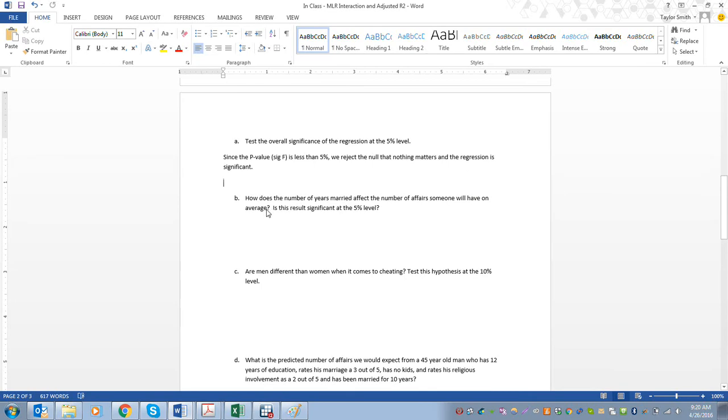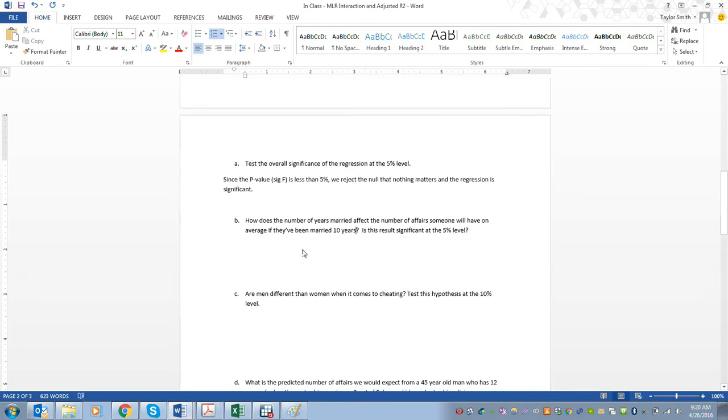Okay, how does the number of years married affect the number of affairs someone will have on average? One of the things that I mentioned in class was we needed to add in if they've been married 10 years. I forgot to add that in the other day, so we'll add that in now. How does the number of years married affect the number of affairs someone will have on average if they've been married for 10 years? So we want to see basically going from year 10 to year 11, how will that impact? And to do this, we need to use the slope.